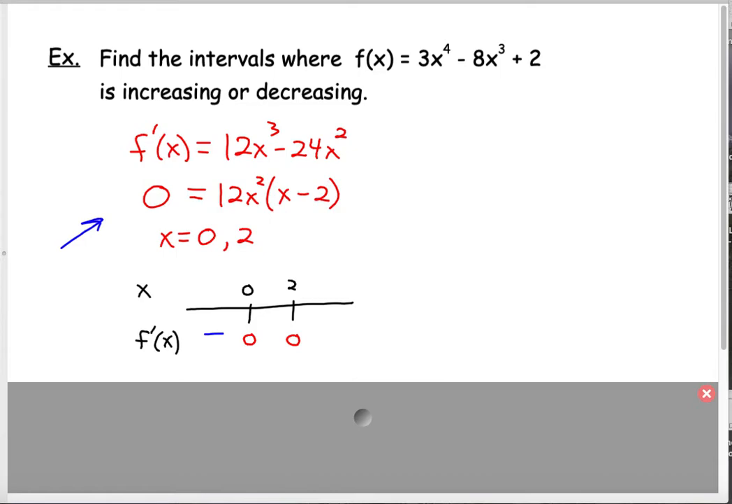All right, let's pick another value. How about something between 0 and 2, like 1? When I plug 1 in here, this is going to be positive. Plug a 1 in the parentheses, this will be a negative. Positive times a negative, I get a negative again. Okay, and then finally, let's pick a number greater than 2, like 4. When I plug it in here, this evaluates to a positive. 4 in here makes this a positive. Positive times a positive is a positive. And so we have it there.